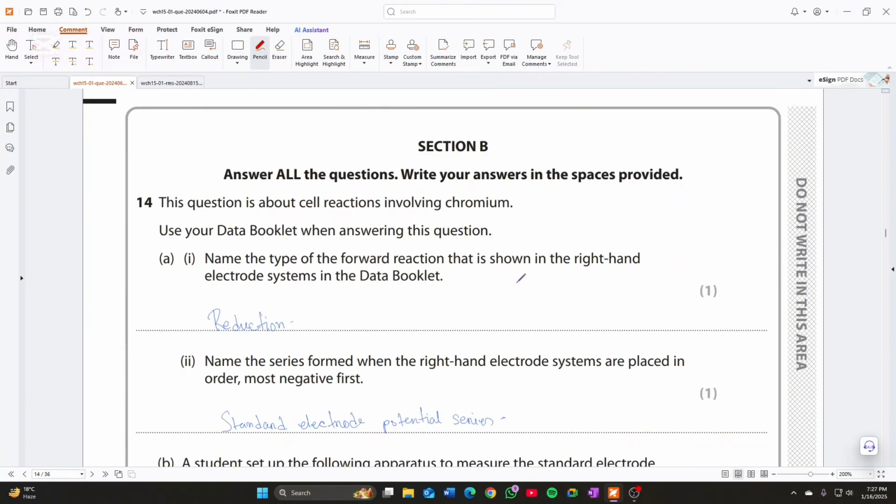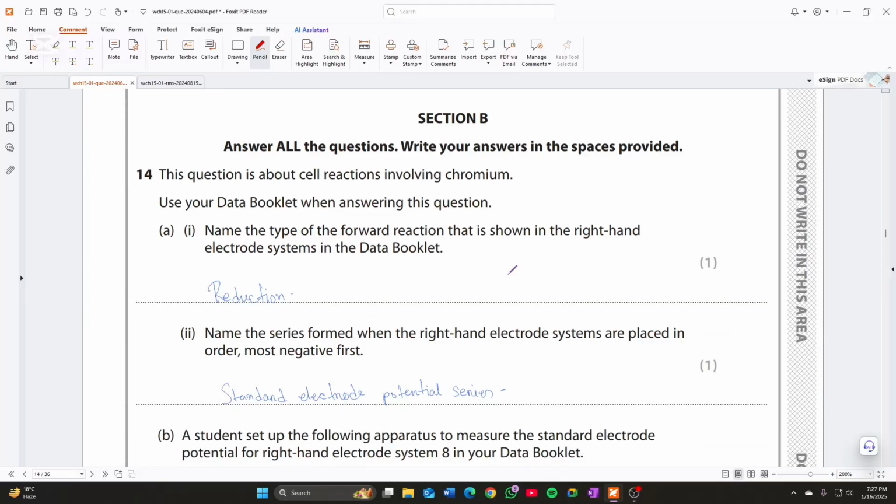Next, we move on to section B. Question number 14. This tells us that this question is about cell reactions. Okay, part A says to name the type of forward reaction that is shown in the right hand electrode system in the data booklet. We know that in the data booklet reactions are given like this.